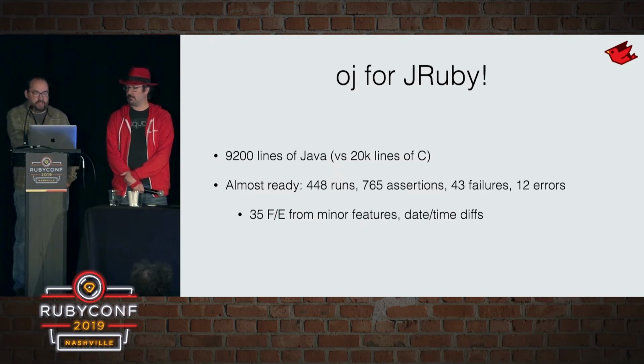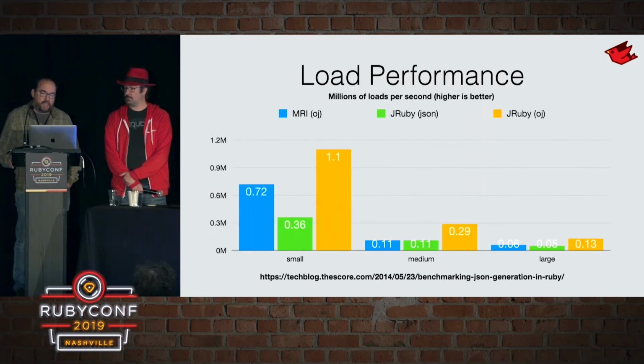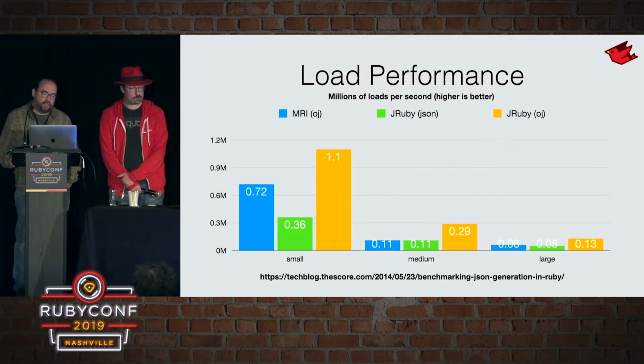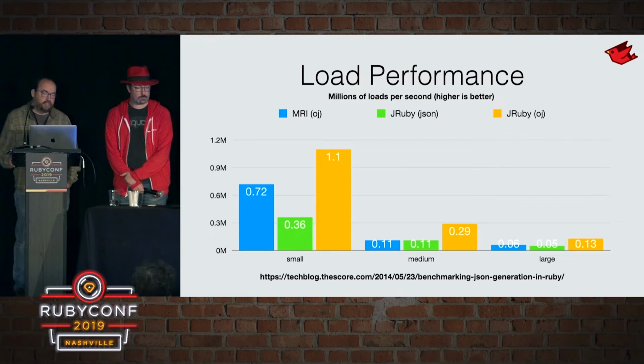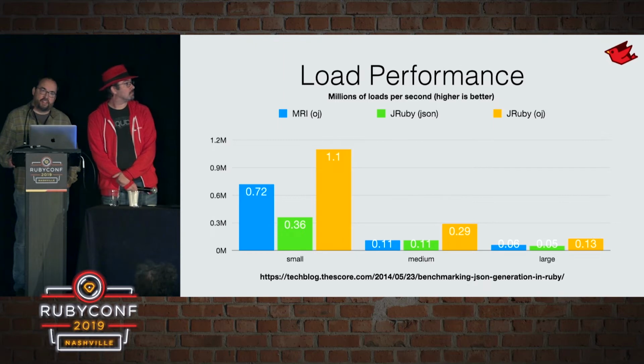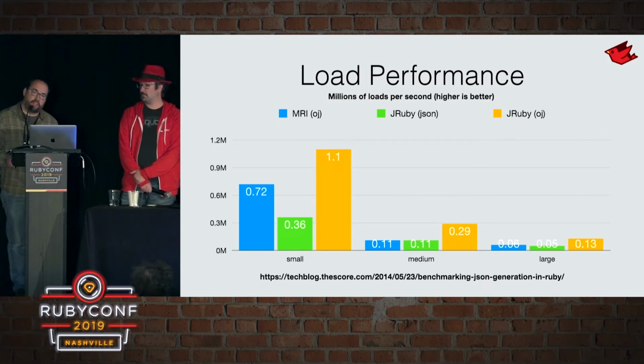Oh, this test results are wrong. There's only about 15 errors right now, total. If we look at load performance, this was just off of some website where they had a small, medium, and large payload. If we look at the blue line, this is MRI running OJ, and then the yellow line is us running OJ. You can see we're about 1.5 to 3 times faster than CRuby. The green line we just put for convenience. This is actually the psych or default JSON gem that we ship.